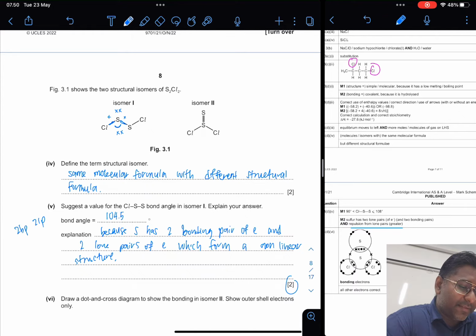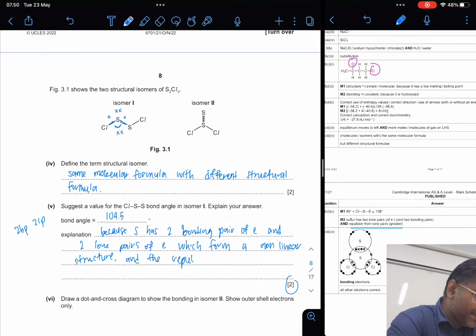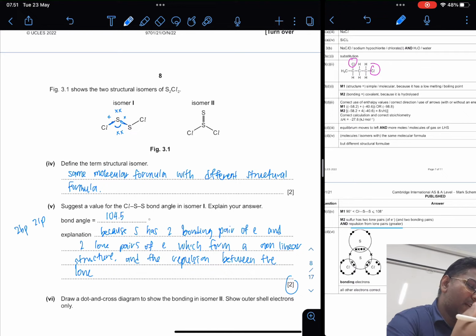The explanation is the repulsion between the lone pairs. So this is to explain why you have 2 bonding pairs and 2 lone pairs, why it's not counted similar to 4 bonding pairs, why it's not 109.5. So you need to tell that the repulsion between the lone pairs is greater. So you need to explain that.